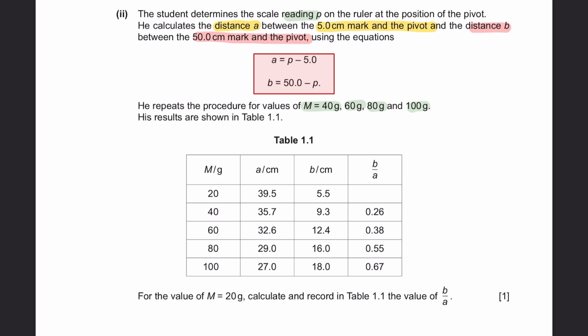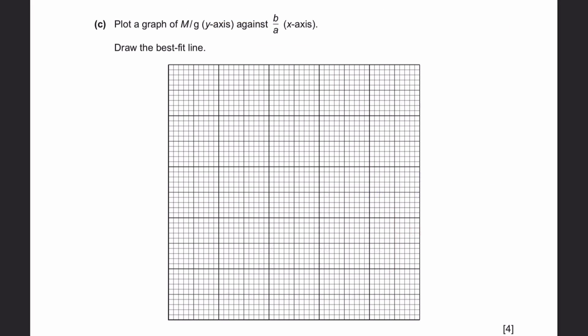For the value m equals to 20 grams, calculate and record in table 1.1 the value of b over a. This should be pretty simple as the value of b is 5.5 over a, which is 39.5, would give us a value of 0.1392. Since the other values are written in two significant figures, we will also write our answer as two significant figures.